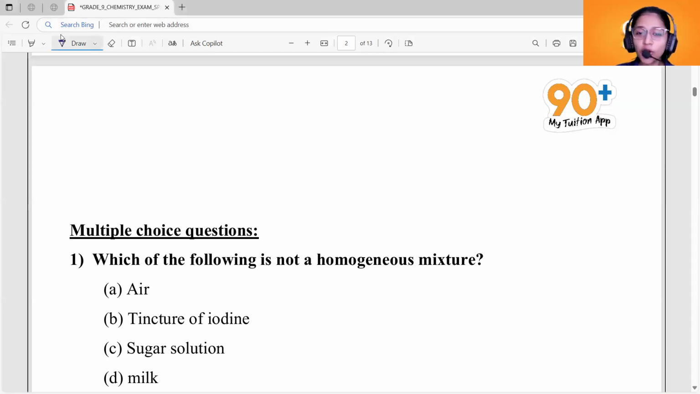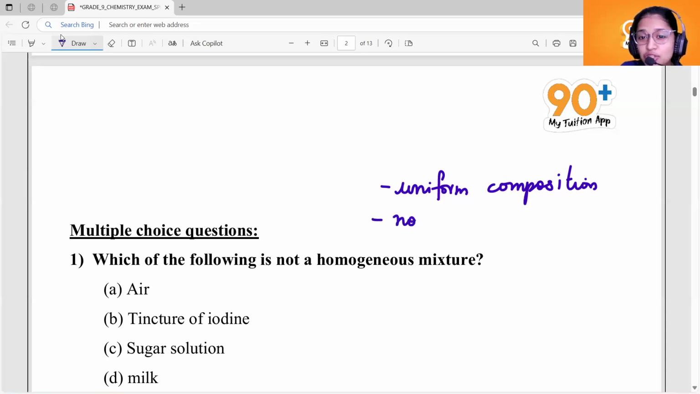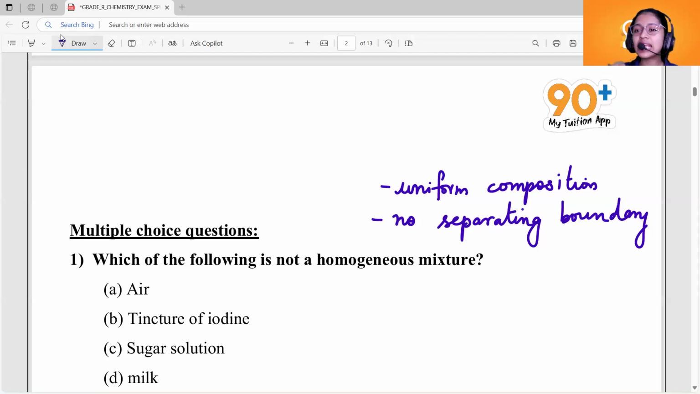Which of the following is not a homogeneous mixture? So we know that mixtures are classified into two types, homogeneous and heterogeneous. What is the speciality of a homogeneous mixture? Number one, the mixture has got a uniform composition. That is, there is an even distribution of constituents in the mixture. What is the second point? There is no separating boundary between the constituents. These are the most important points pertaining to homogeneous mixtures. There are other points also that we discussed.